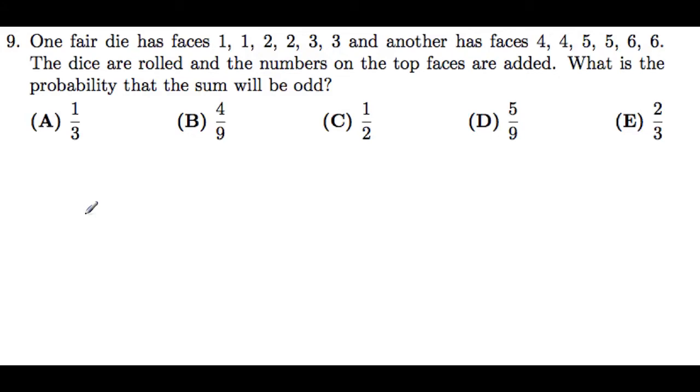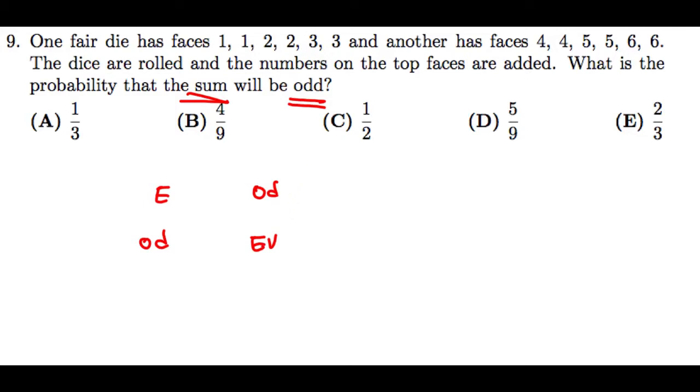Number 9. One fair die has faces of these, and another has faces of these. Now, what is the probability that their sum will be odd? How can you have the sum to be odd? From the first one, we could have even, and from the second one, we could have odd. Or from the first one, we could have odd, and from the second one, we could have even. And I believe that's about it.